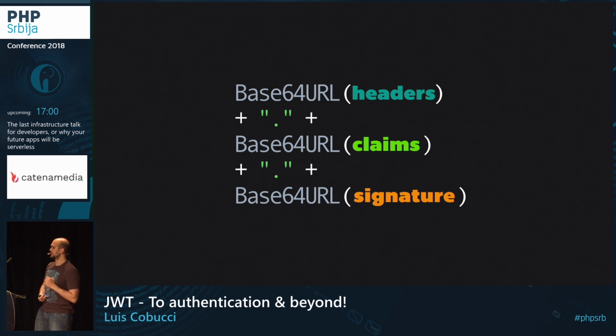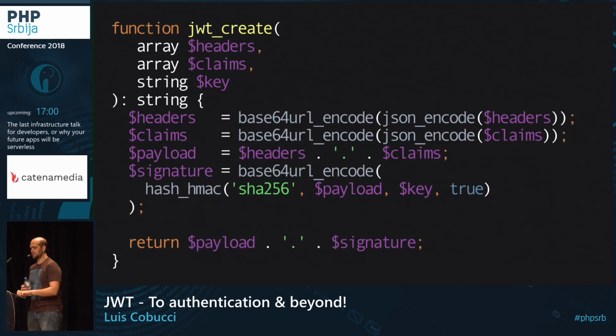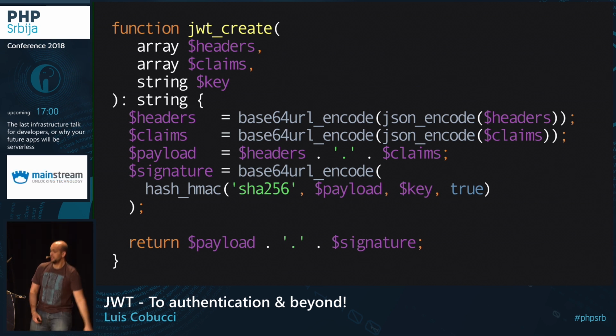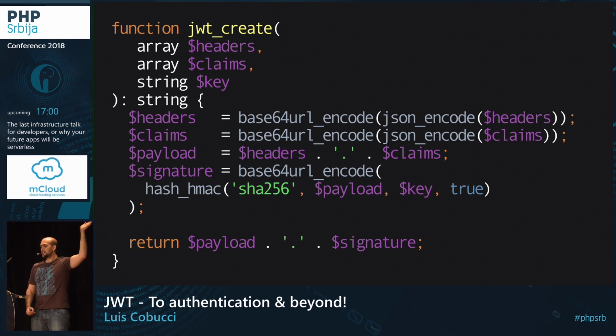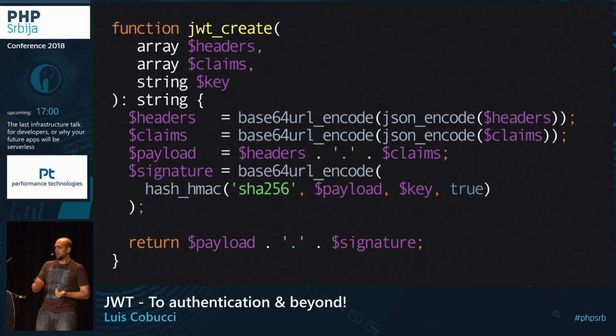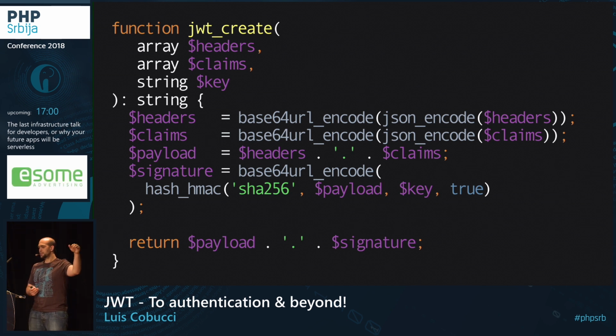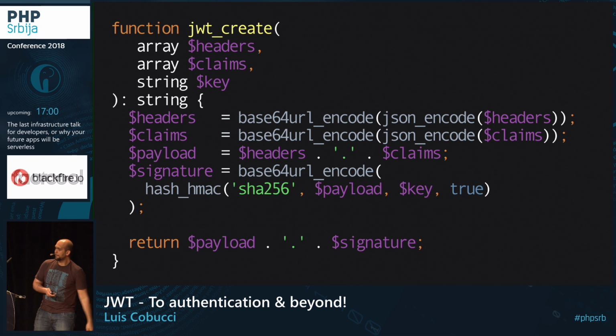If we want to do a very basic and naive implementation of a library to create JSON Web Tokens, this is the code. You can see that it's definitely not complex at all. You receive an array for the headers, another for the claims, and a string that you're going to use to sign the payload. Then you just encode everything. You create a signature, encode the signature, and concatenate the payload plus the signature. Fairly simple. But this is using a very specific algorithm.